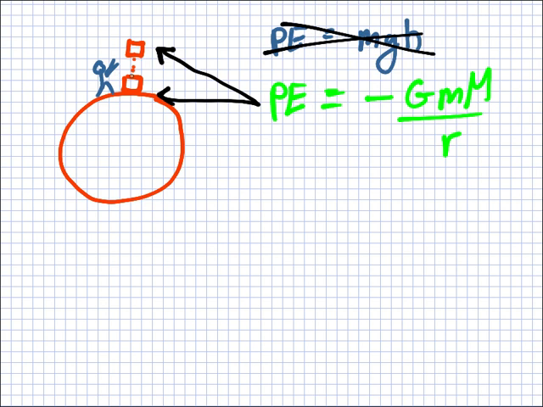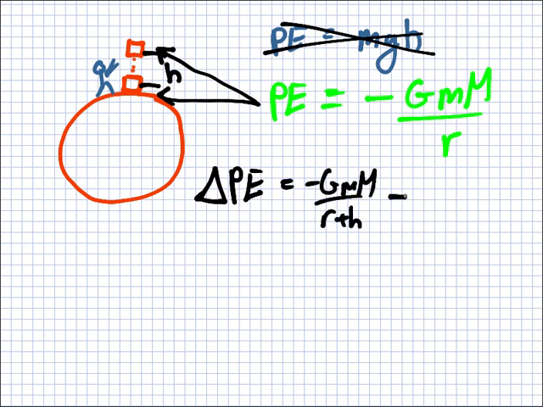So when he moves this up, he has given it potential energy. He's moved it from this level to this level, so it's a gain. How much potential energy did it gain? Well, let's just call that distance h. That would be minus GM over r plus h, minus minus GM over r.